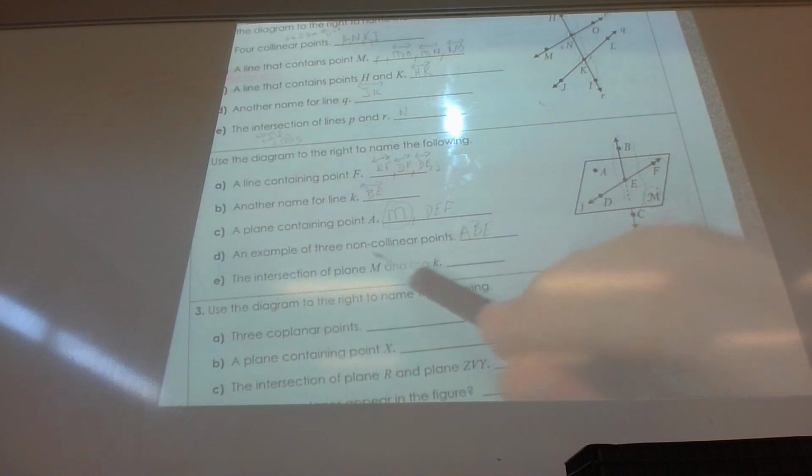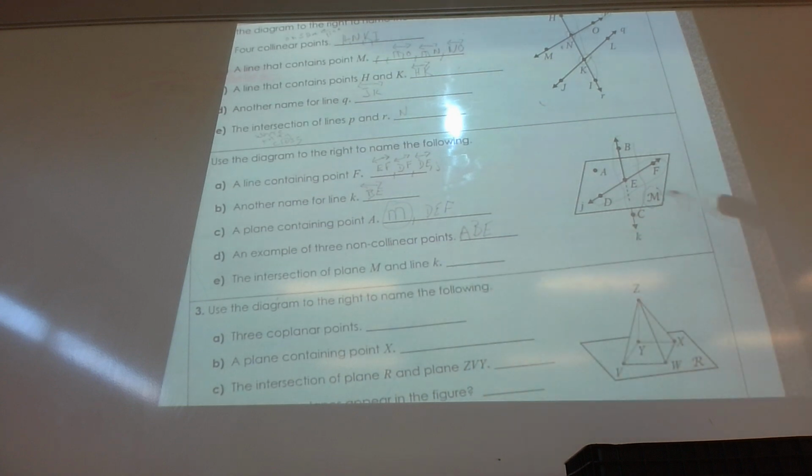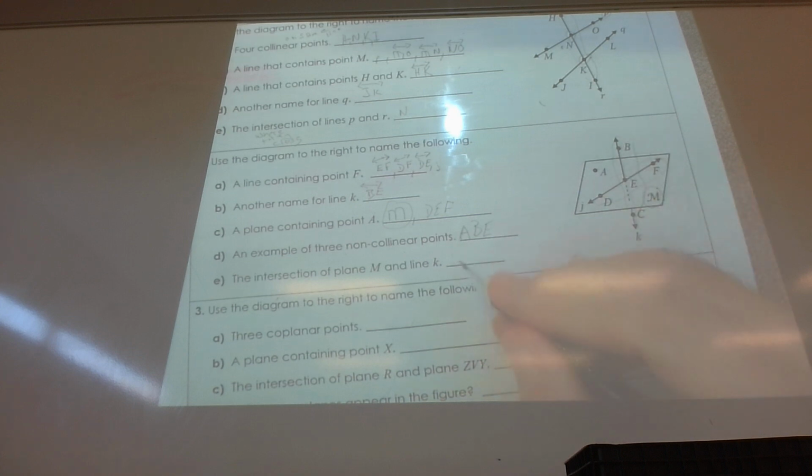And the intersection of plane M and line K, well, plane M is the shape, and line K is this line here. So where does this line cross with the shape? And that's point E. And so we're done with that section.